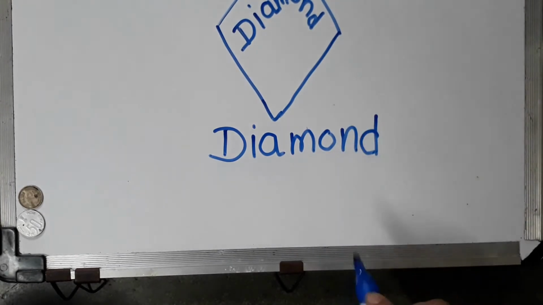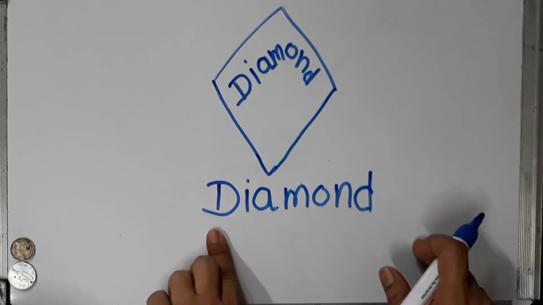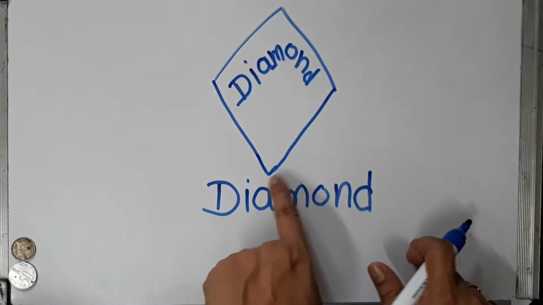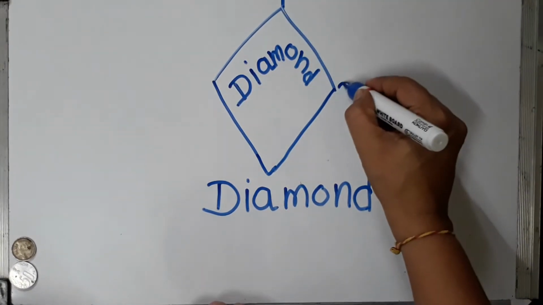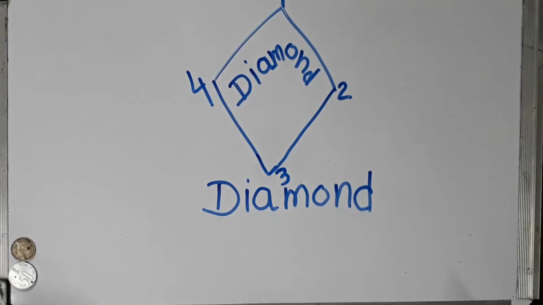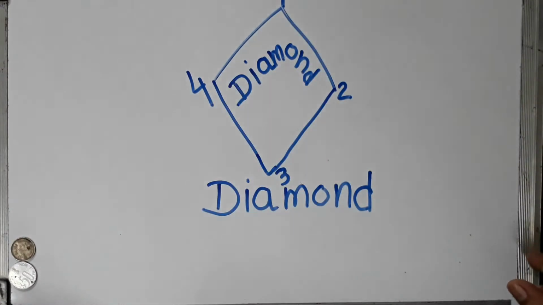D-I-A-M-O-N-D, diamond. So now you know the spelling of a diamond. Diamond shape has 4 corners. 1, 2, 3 and 4 corners. How many corners does a diamond shape have? 4 corners.